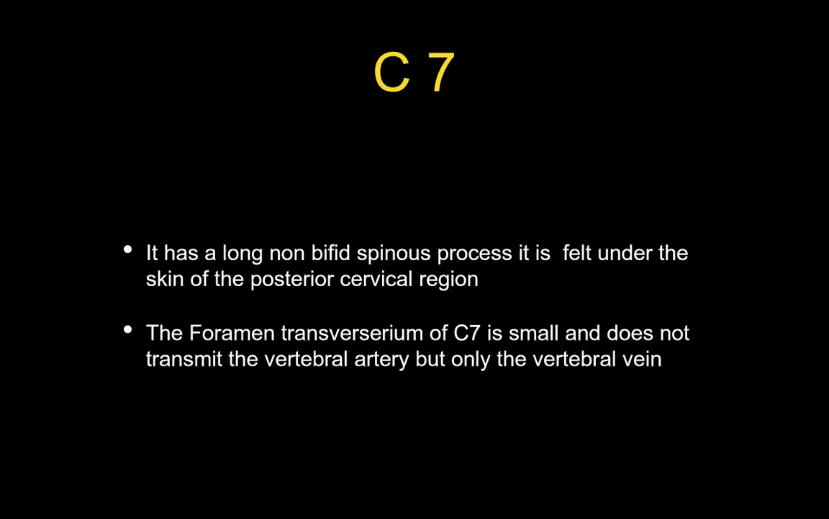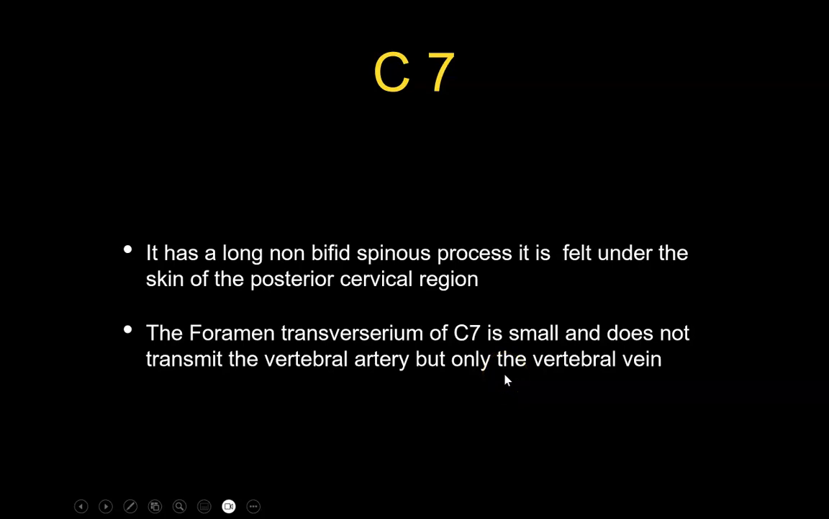C7 is a bit different from C3 to C6. It has a long, non-bifid spinous process that you can feel under the skin. If you go from rostral to caudal in the posterior part of the neck, the first bony prominence you feel is the spinous process of C7. The foramen transversarium of C7 is smaller than those of C3 to C6, because it doesn't transmit the vertebral artery, but only the vertebral vein.